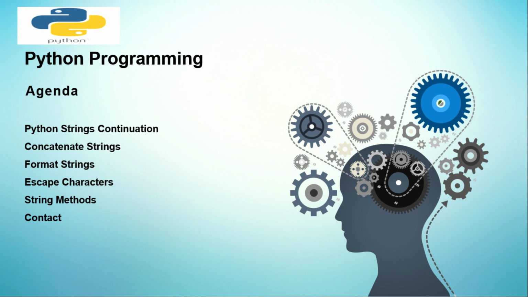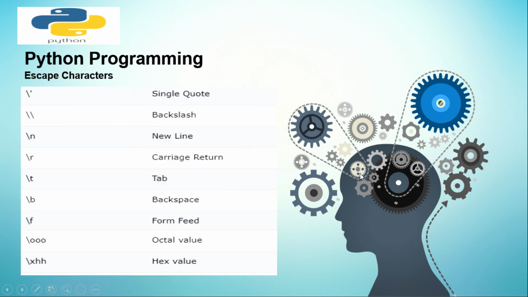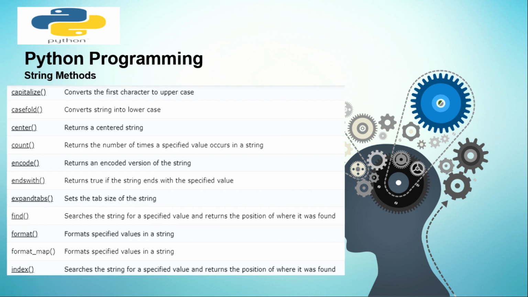We will increase the pace when topics are quite easy and there is not much to practice, but wherever it is necessary, let's do the same. In today's topic, we'll be continuing with strings, talking about concatenating strings, formatting strings, escape characters, and string methods. We'll go over these in Jupyter notebooks in Anaconda. The escape characters are: a single quote, double quote, backslash, a new line, a carriage return, a tab, a backspace, a form feed, an octal value, and a hexadecimal value.